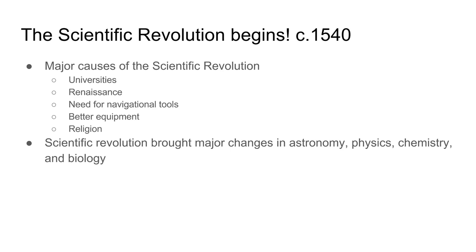And lastly is religion. Some religions after the Reformation begin to really push this idea of science and rational thinking, either because they truly believe it or because it's another way to distance themselves from the Catholic Church and prove the Catholic Church is wrong. So these are the major causes of the scientific revolution.